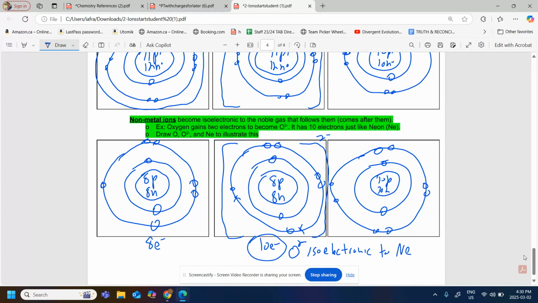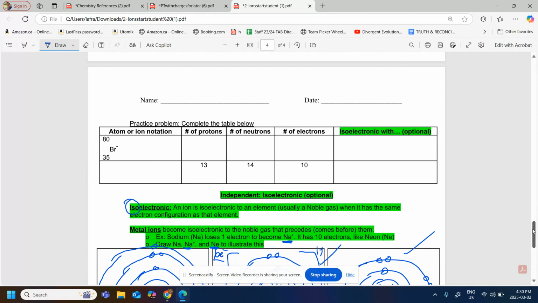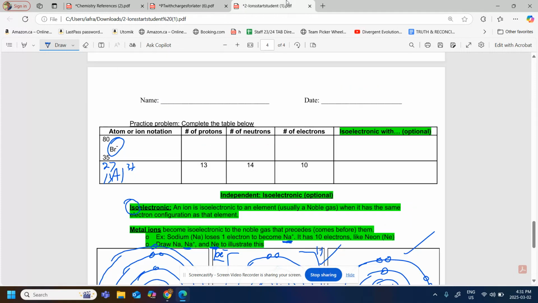So let's go up here to our table we saw earlier. Here we had aluminum 3 plus, and it was I believe 27 and 13. And so we want to find out what these are isoelectronic to. So bromide is a nonmetal. Bromide is going to gain an electron and become like krypton. It's going to have 35 electrons. It gains 1 more because it's in group 17, gains 1, becomes like krypton. So we could say the bromide ion is isoelectronic with krypton.